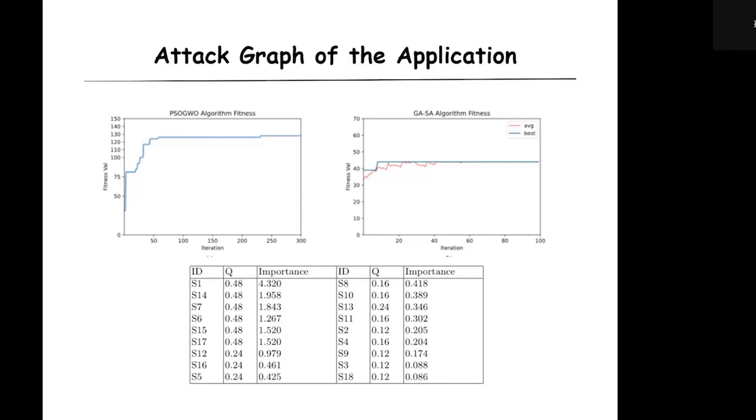We can see that state node 1 has the biggest importance, and state node 18 has the smallest importance.